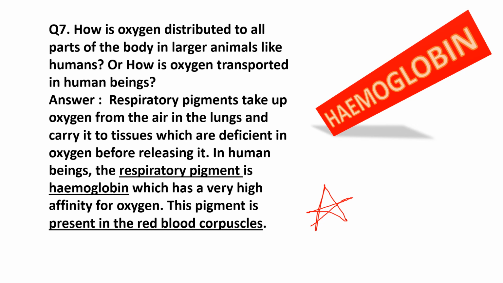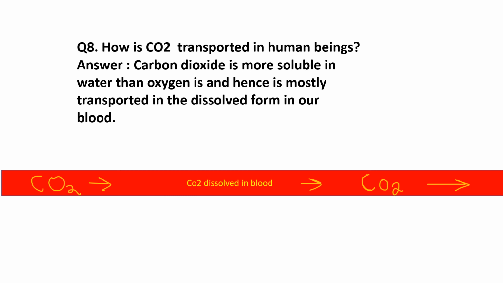Respiratory pigments take up oxygen from the air in the lungs and carry it to tissues which are deficient in oxygen. In human beings, the respiratory pigment is haemoglobin, which has a high affinity for oxygen. This pigment is found in RBCs. How is carbon dioxide transported in human beings? Again, an important question. Carbon dioxide is more soluble in water than oxygen. Hence, it is mostly transported in dissolved form in our blood.